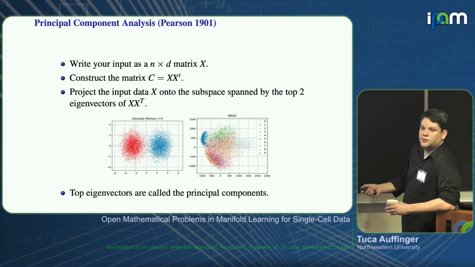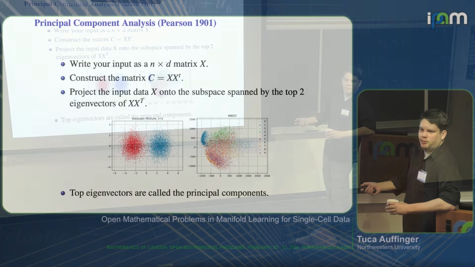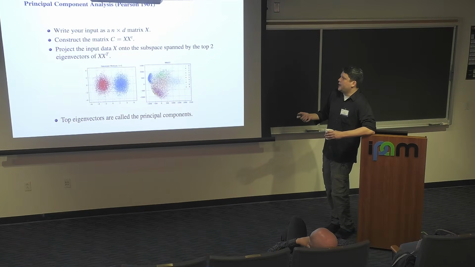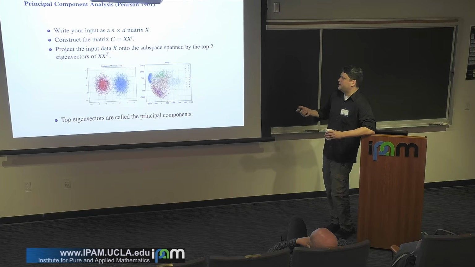It splits into 2 clusters. In fact, this is the picture that I used to motivate the Gaussian mixture in the previous case. But for MNIST, it's still a blob. And this has been around for a long time. This is a linear method. We understand really well why it works, and when it works.